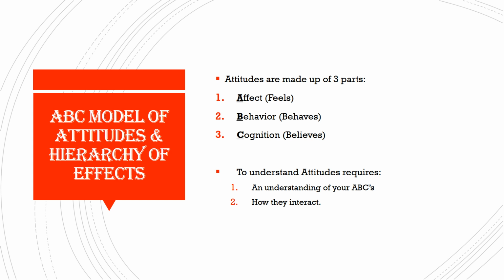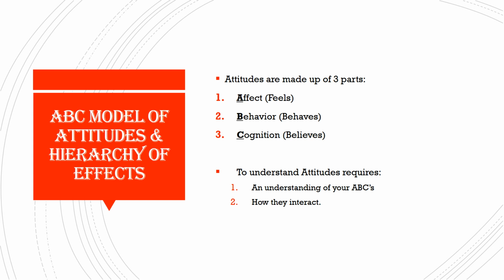Basically, I went ahead and just put this all up at one time. When it comes to your attitude, attitudes are really made up of what we call the ABCs. They're made up of three different parts. We talk about what's called affect. And affect is the way a customer feels about a particular object, an attitude object. B stands for behavior, and that refers to the way a customer behaves. Do they buy a product or do they not buy a product? And then C is cognition, which is what a customer believes about a product.